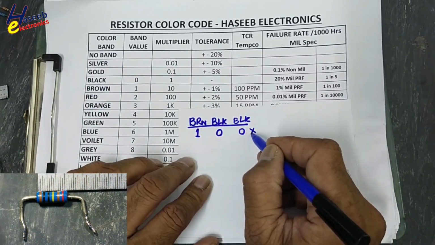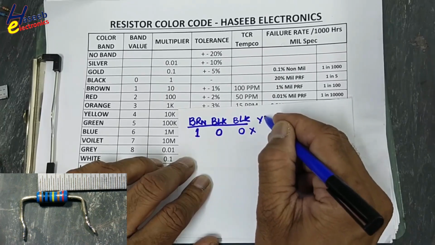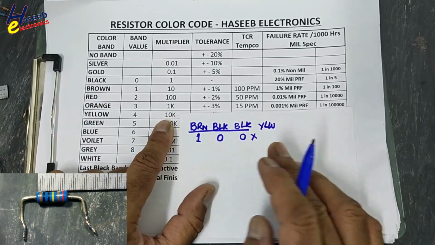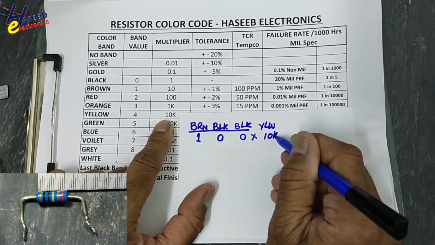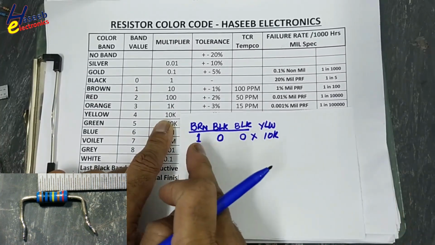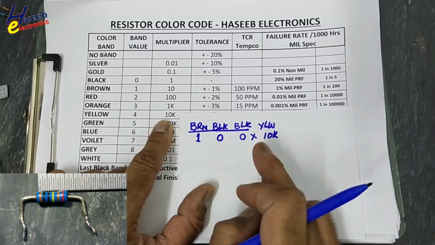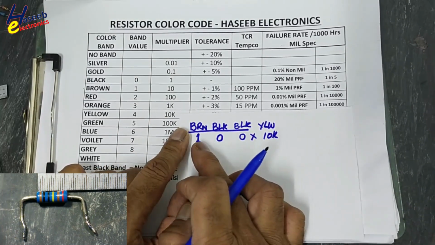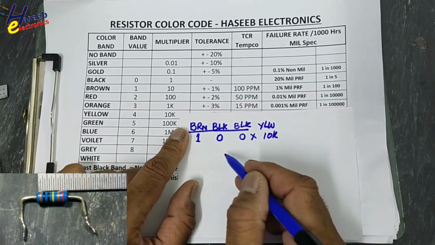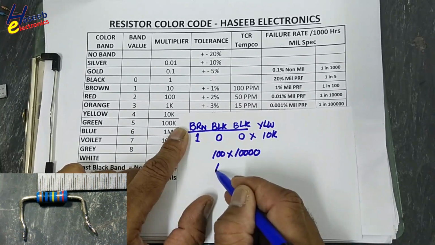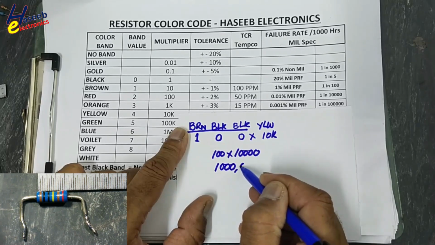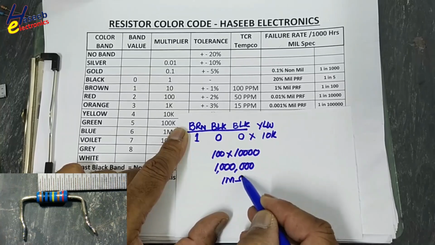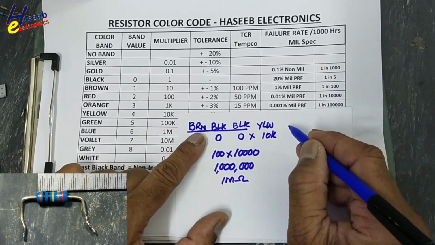Next band, multiplier, yellow. If yellow, we will check the value in the multiplier section. It is 10K. Using a simple technique, we will write 1, 0, 0 and we will add 4 zeros as a multiplier. But in the correct way, 100 multiplied by 10,000 is 1,000,000, 1 mega ohm.